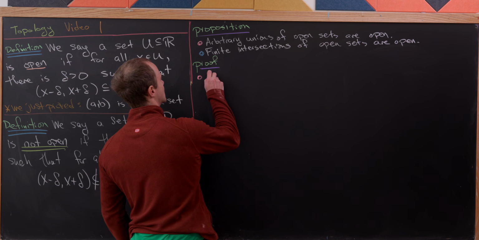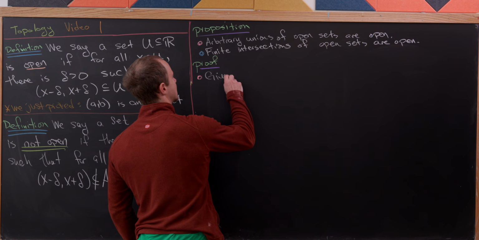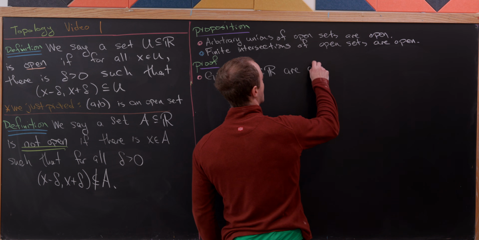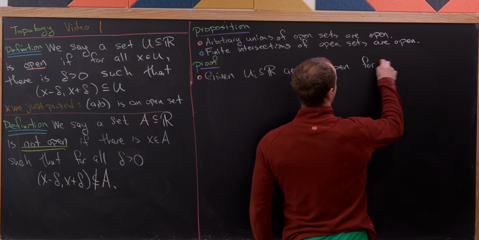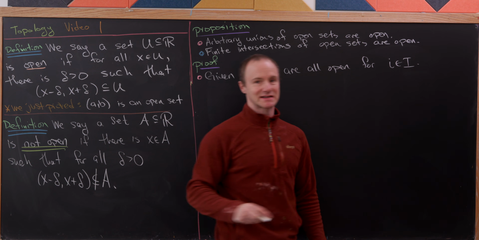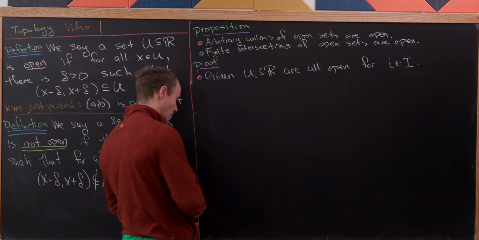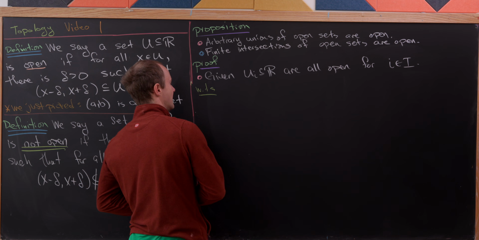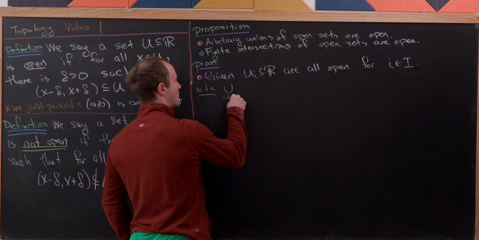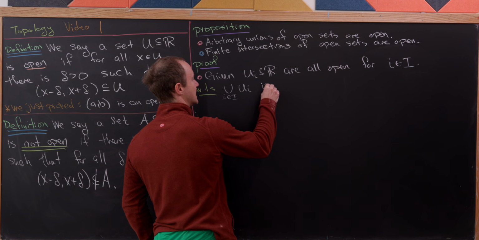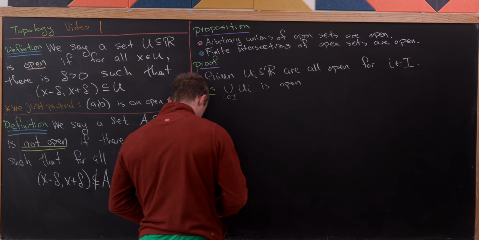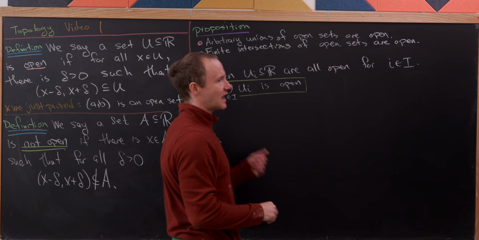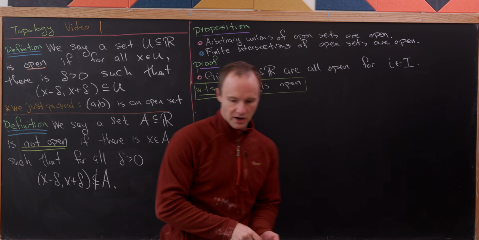So the way to do that is as follows. So let's say that we are given U_i, which is a subset of real numbers, and they are all open for i from some indexing set I. Then what we want to show, so let's maybe get that written down. So we want to show that the union over all i in I of U_i is an open set. Okay, so let's see how we might do that, keeping in mind our definition over here of an open set.